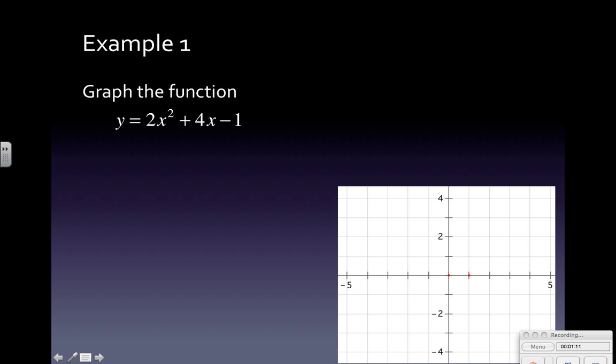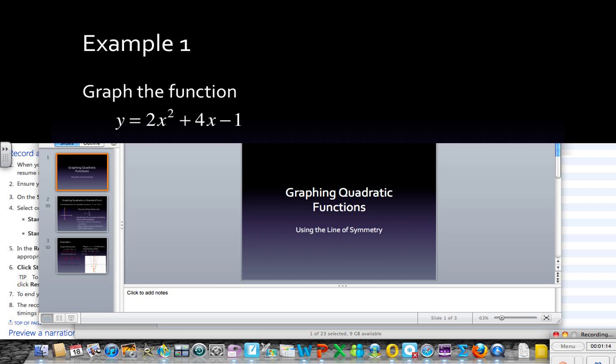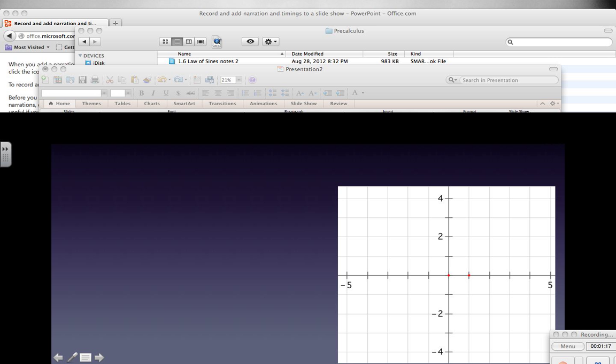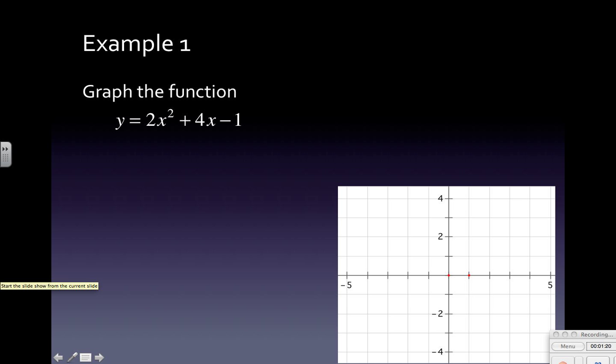So let's look at an example. Let's say we want to graph the function y equals 2x squared plus 4x minus 1. If I want to graph that, the first thing I need to do is find the line of symmetry. And so I want to think about the values of a, b, and c. In this case, a is equal to 2 because it's the coefficient of x squared. b is equal to 4, it's the coefficient of x, and c is equal to negative 1, it's the constant.